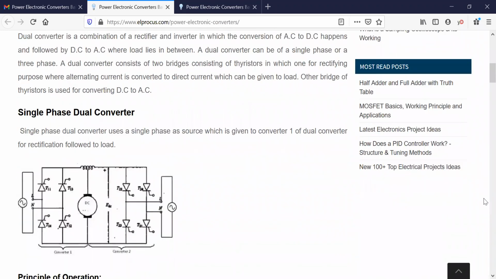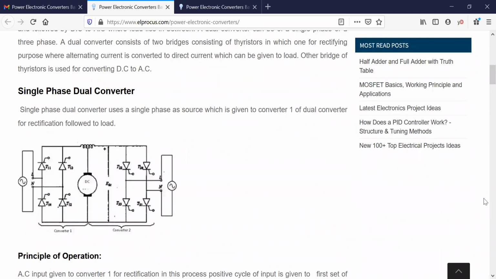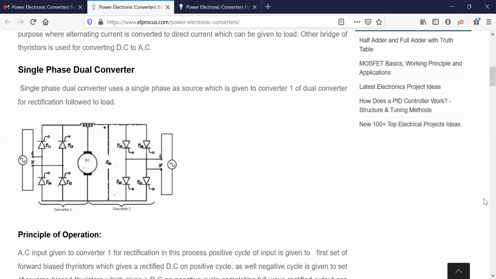So here is a pictorial view of a single phase dual converter. Here we are giving a supply, we are connecting the thyristors, and there is a motor over there. In the figure it is showing that it has two converters, right? Inverter and rectifier. The pictorial view is already given, and this sign gives the alternating current which is just flowing in this.